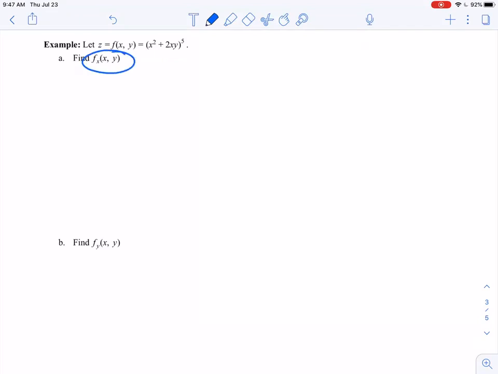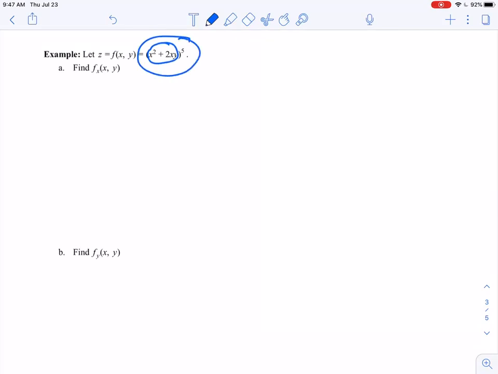I, first of all, would like to find the first order partial derivative with respect to x. So I'm treating y as a constant here, but I have perhaps a slight issue. Here I have x squared plus 2xy, which is a function of x, inside of this to the fifth power. I actually have a function inside of a function. So this is going to require our chain rule.